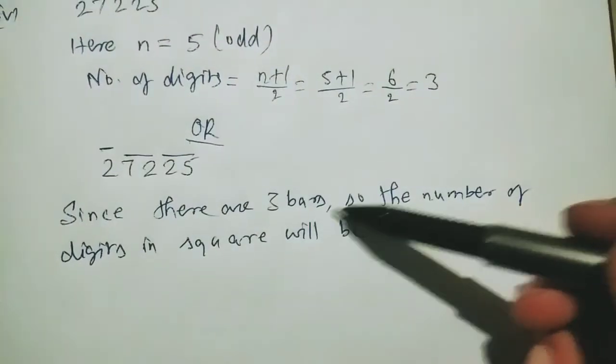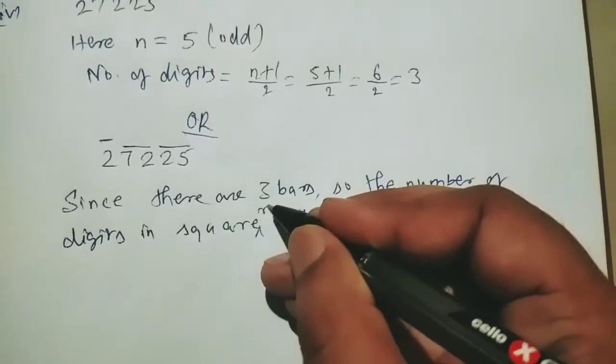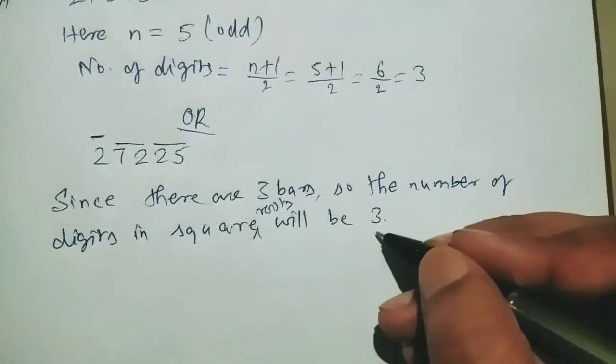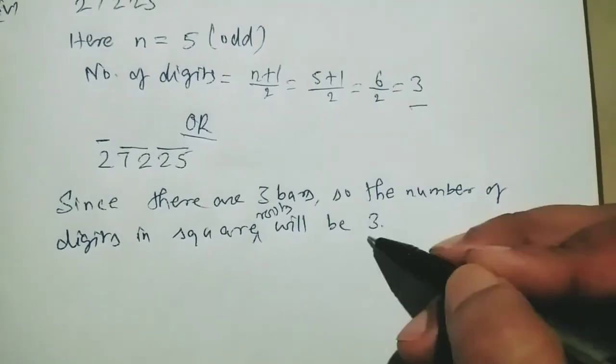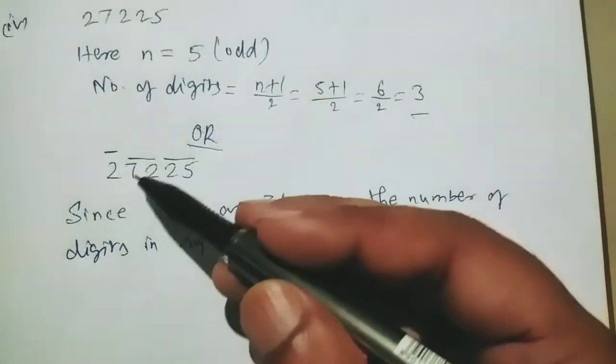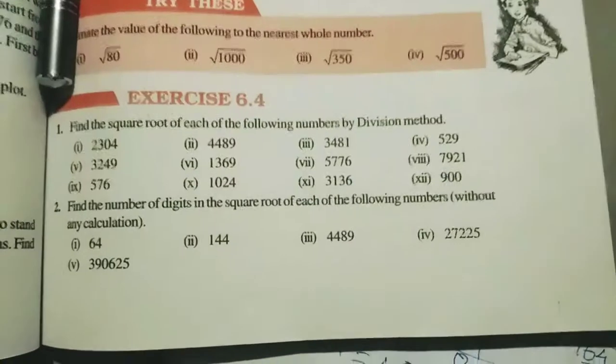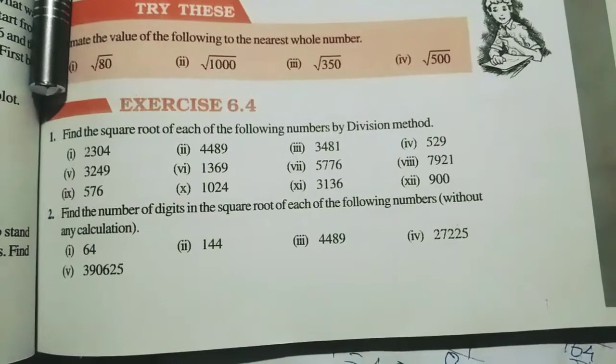Since there are 3 bars, the number of digits in the square root will be 3. Okay, number of digits will be what? 3. See, here also we are getting 3, here also we are getting 3. So this second method is a very easy method. You only have to place the bars and count how many bars there are. Understood? So students, do the remaining questions.